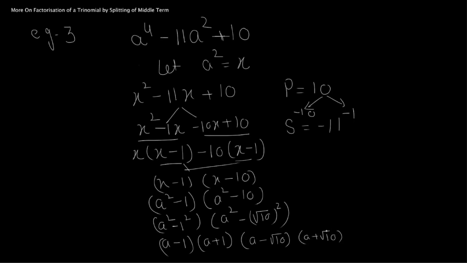The difference of squares has been explained in my previous video. So the identity which we use in this case is to split a square minus b square as a minus b and a plus b. So this is how we factorize our trinomial by splitting its middle term.